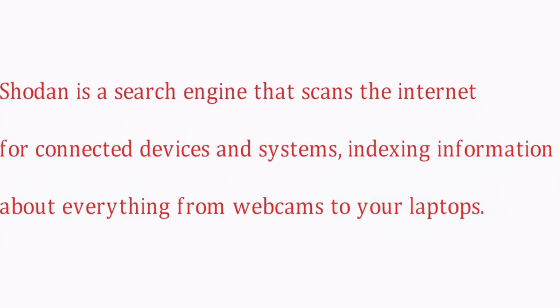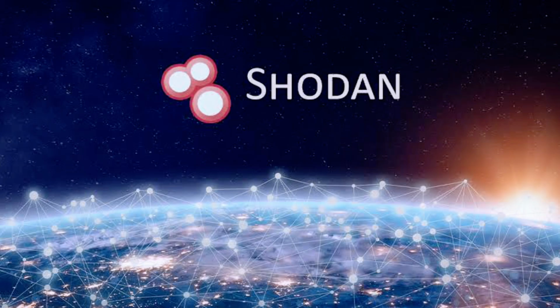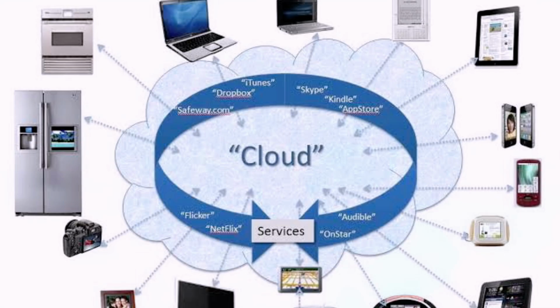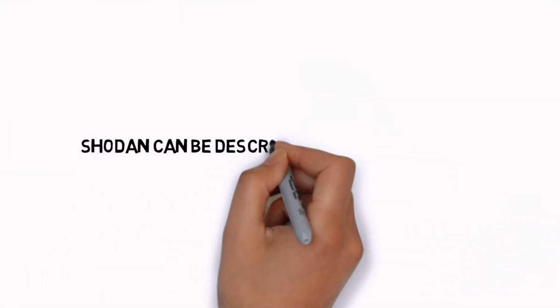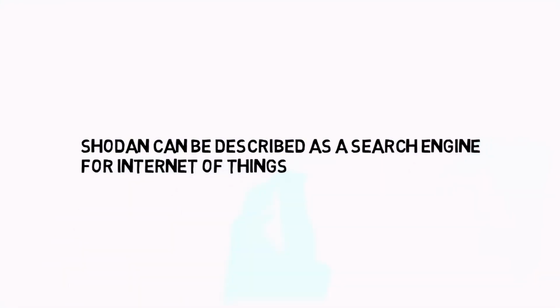Unlike traditional search engines such as Google, which index web pages, Shodan indexes information about the devices connected to the internet, making it possible to search for devices based on various criteria and even IP address. So in simple words, Shodan is often described as a search engine for the Internet of Things.